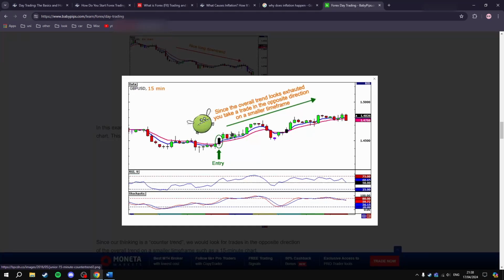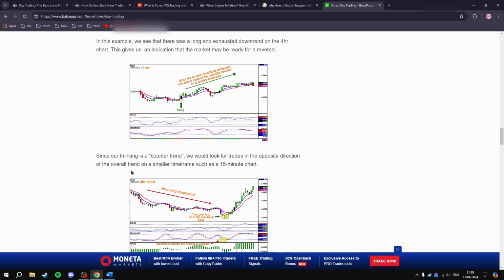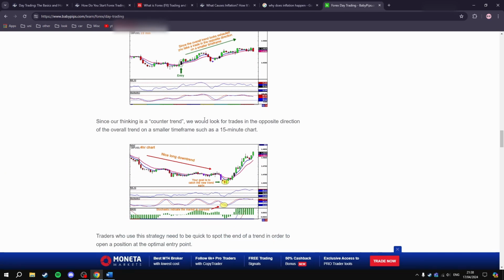Oh no, this is a 15-minute one. Since the overall trend looks exhausted, you can take a trade in the opposite direction on a smaller time frame. So then start buying here, go long, whoop, it goes up. Since our overall thinking is counter trend, we look for a trade in the opposite direction of the overall trend on a smaller time frame, such as a 15-minute chart.